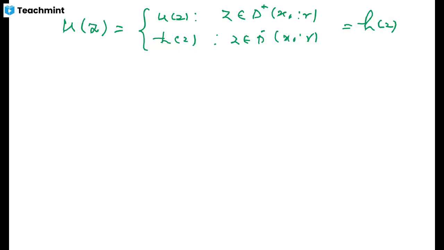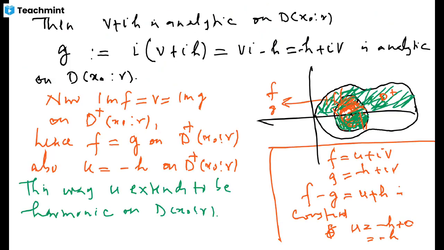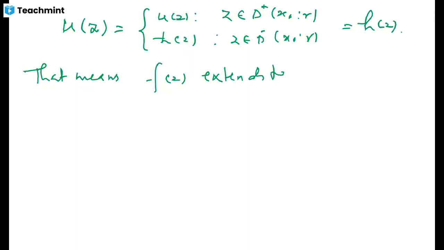So hence, that means fz extends to be analytic, क्योंकि v तो ऑलरेडी एक्सटेंड हो गया, v ऑलरेडी एक्सटेंड हो गया, तो u भी एक्सटेंड हो गया। v तो पूरे नीचे वाले d माइनस पे भी एक्सटेंड है, तो अब आपके पास u भी एक्सटेंड हो गया, और v और u का रिलेशन क्या आपस में, they are harmonic conjugates, v is the harmonic conjugate of u, so hence f extends to be analytic on the whole of the disk d x naught r.